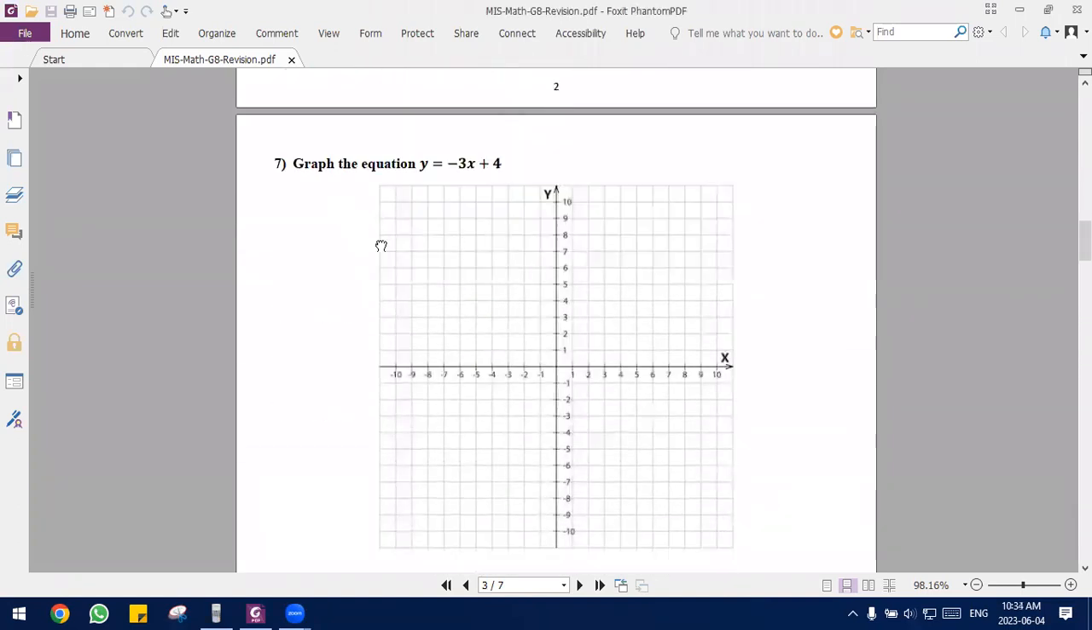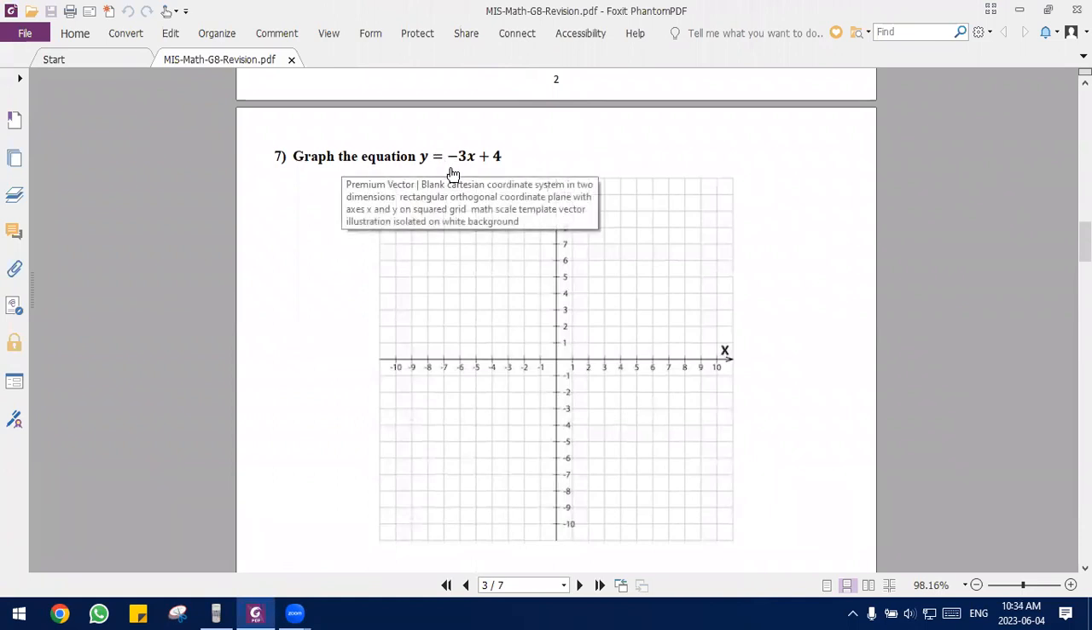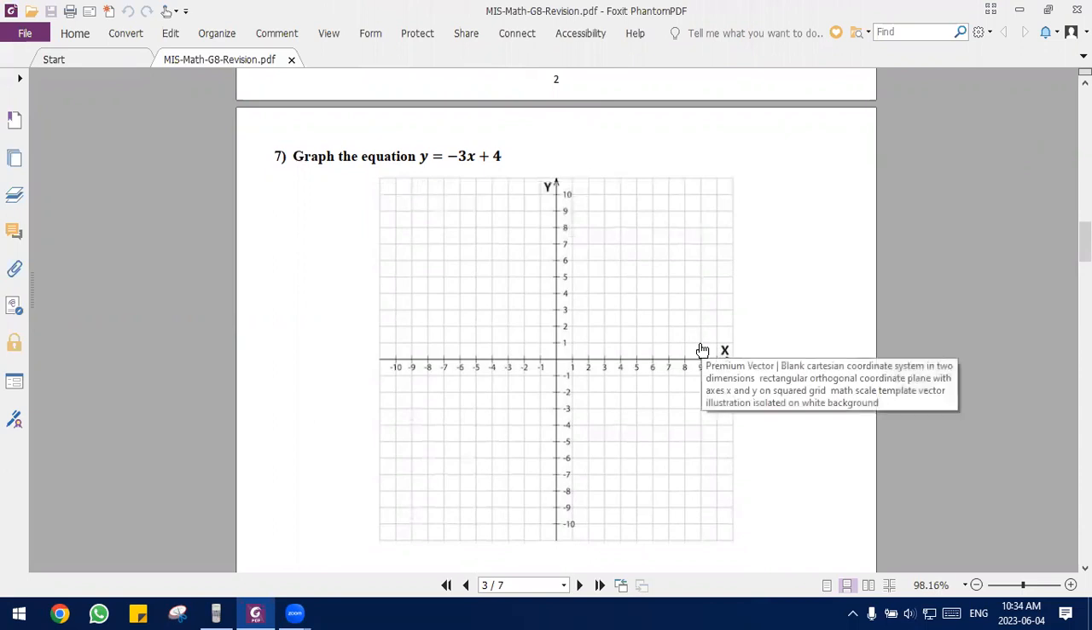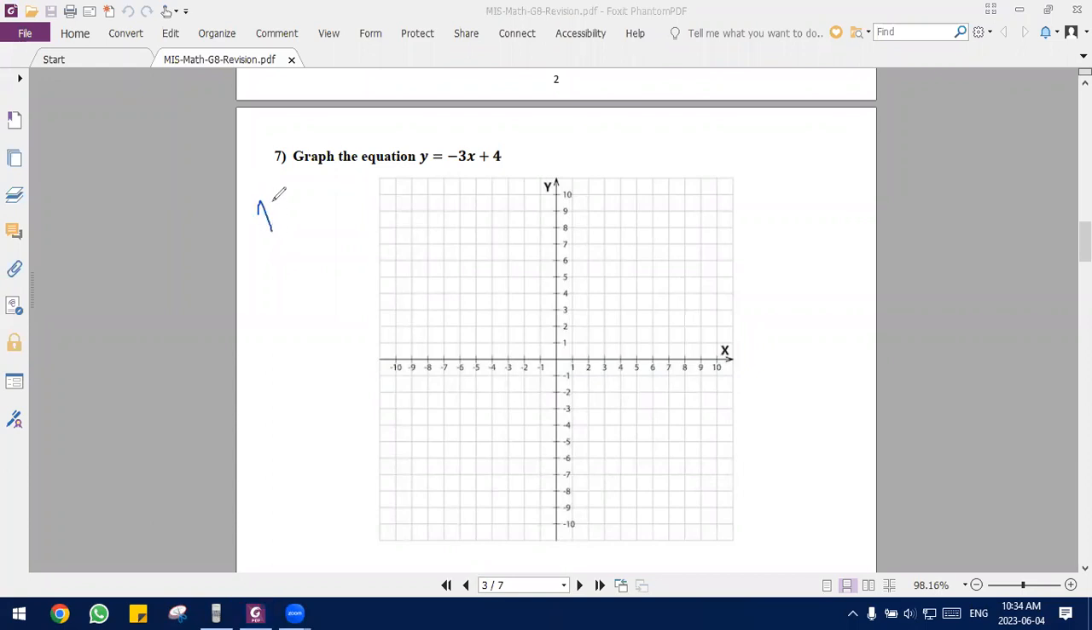Question number 7. Graph the equation y equals minus 3x plus 4. One student may find points to draw the graph, because for any graph we need points. So we can make an x and y table. You put some values for x to find the y value. x can be any value. I can put 0, 1, and 2.